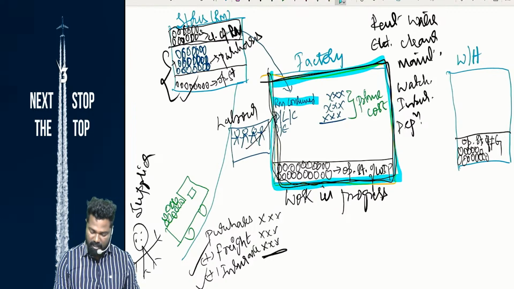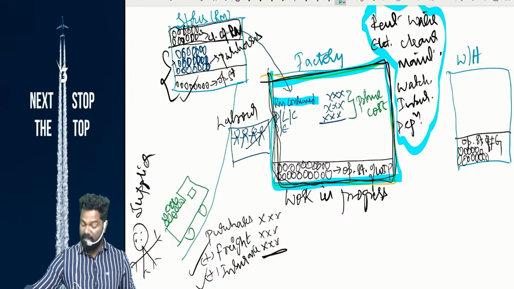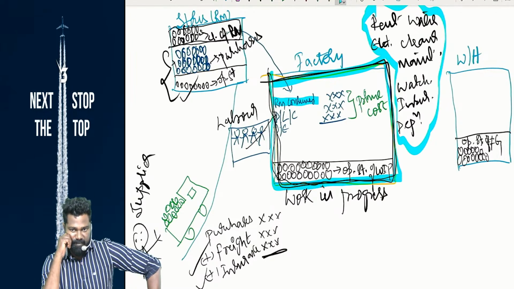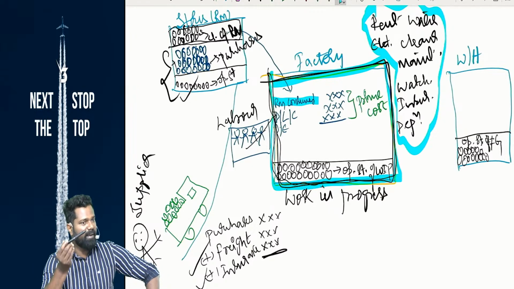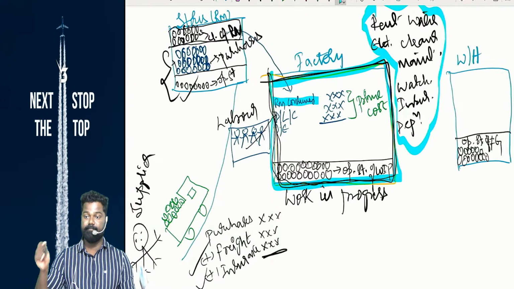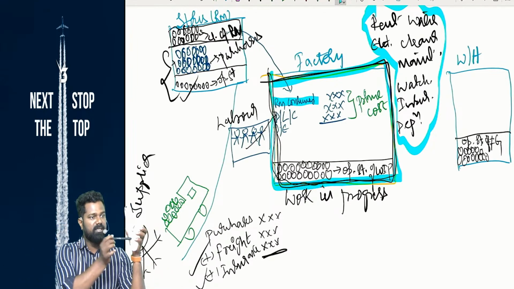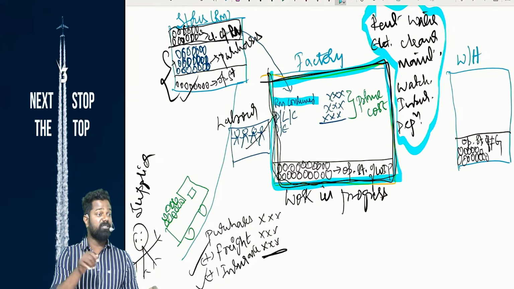All these are direct or indirect? Why am I calling this indirect? Because is this only for the pen? If it were only for the pen, it would be called direct cost. But it is for so many products: remote, duster and pen. Now tell me how to charge.